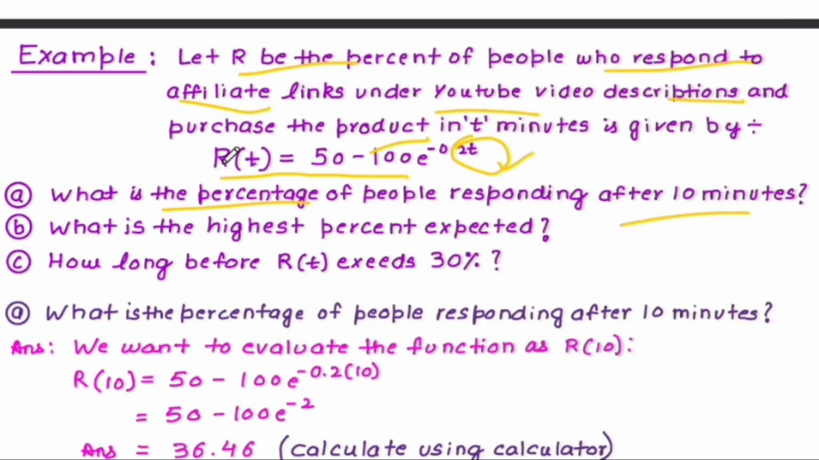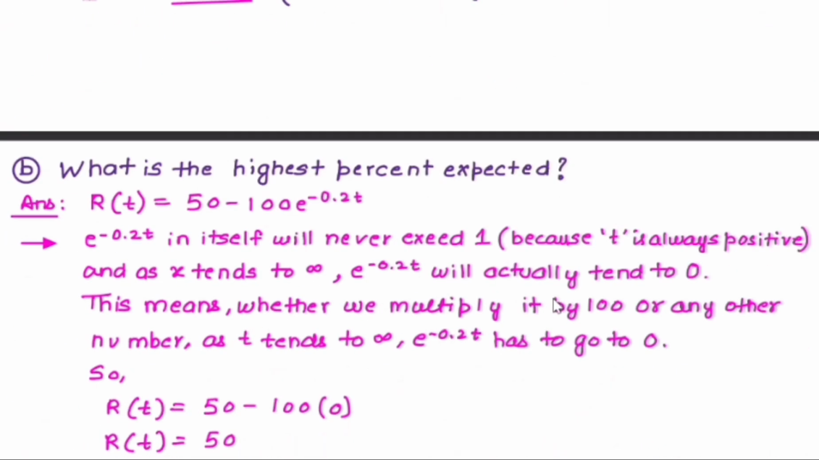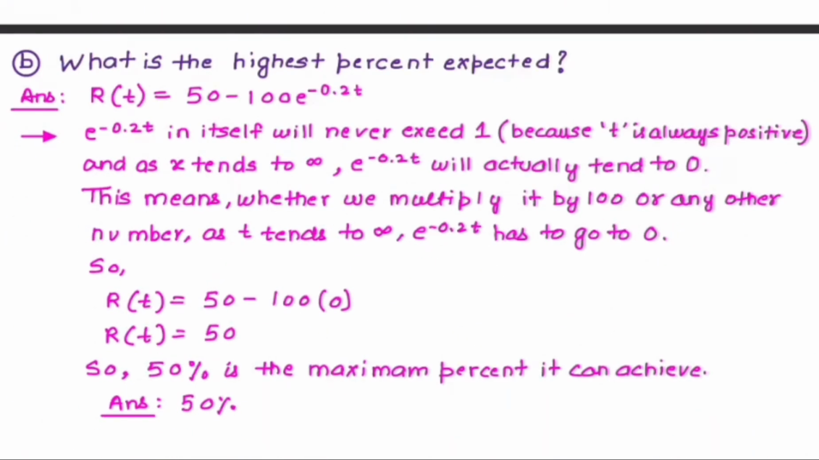So you're asked what is the percentage of people who respond after 10 minutes? That means you need to find the value of R when your T is 10. So just simply put T as 10. You'll get the percentage as 36.46. It's an easy numerical. Next, what is the highest percentage expected?